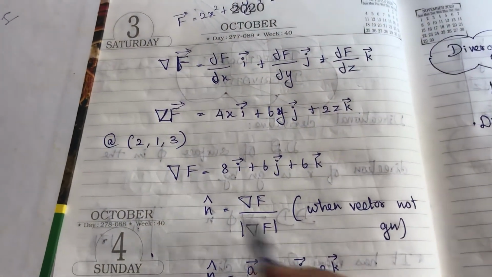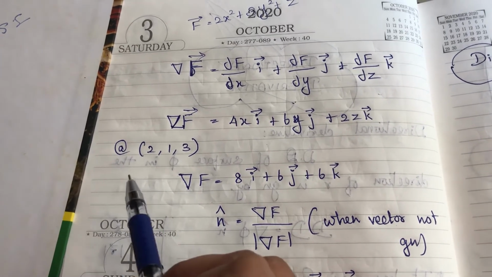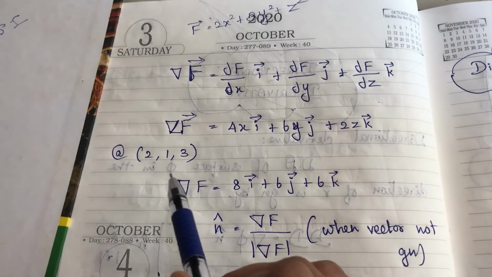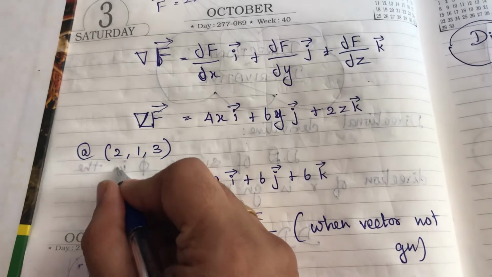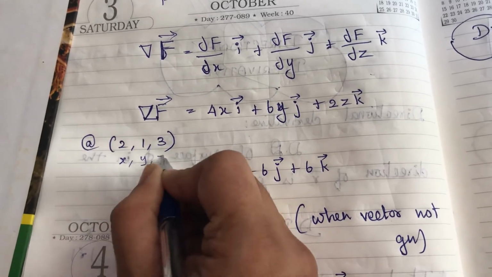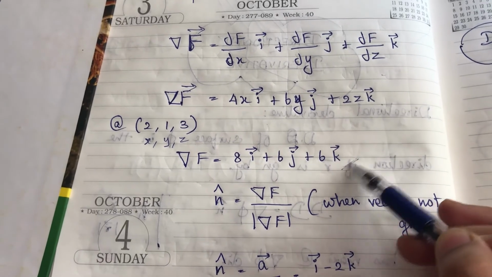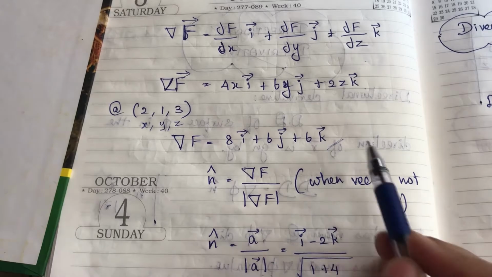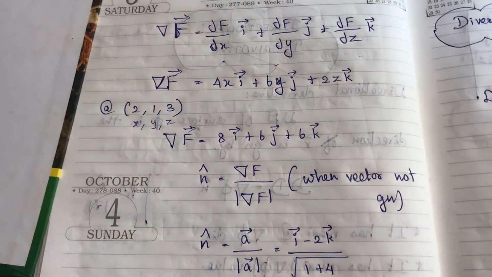They have given one point. Why have they given one point? If the question has some point, just substitute these values in place of x, y, z. So I can easily substitute the values. I have got the value as 8i vector plus 6j vector plus 6k vector. This is nothing but del f vector.